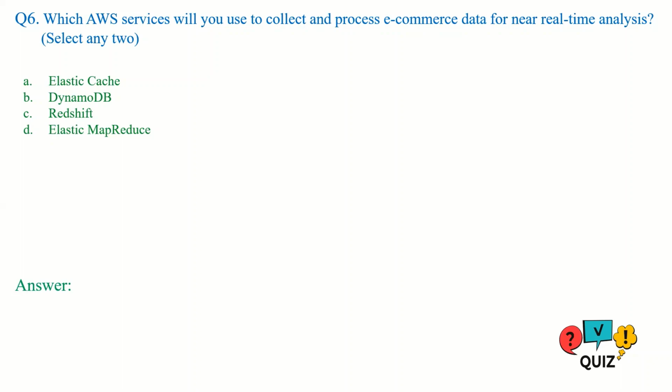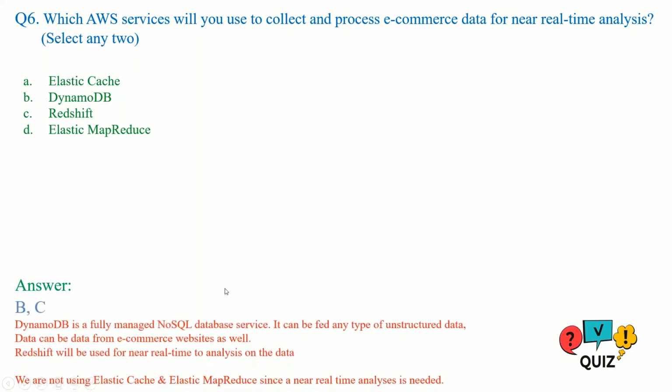Here, the best way to pick the right answer is to check the names. Is it a database? If it is a database, you can go with that. If it is not a database, then the answer is not that. I think B and C. B and C. Yes, that's correct. So B and C is the correct answer.